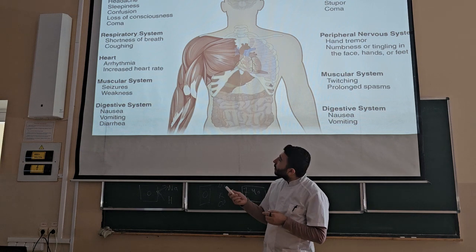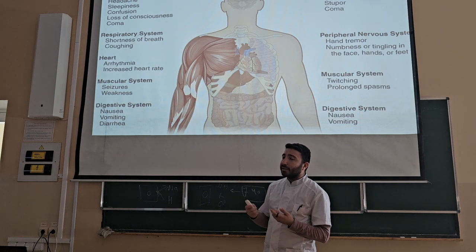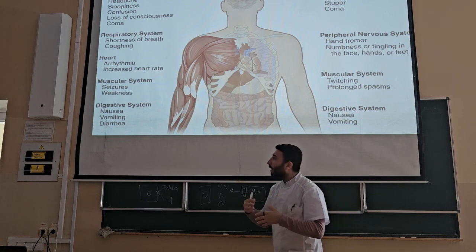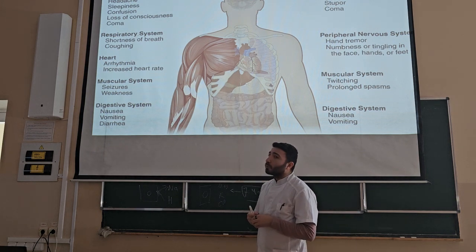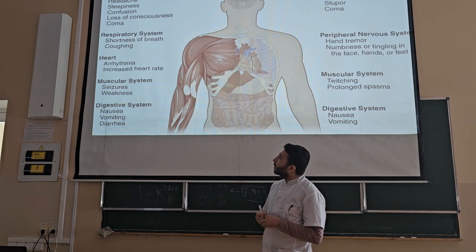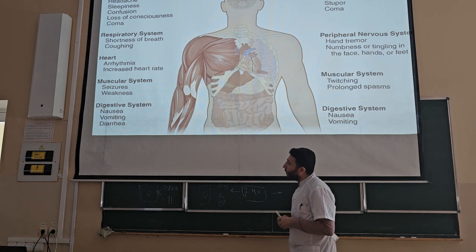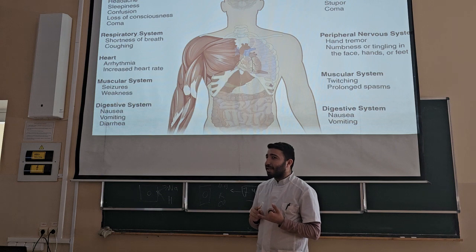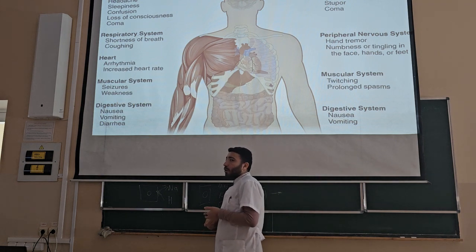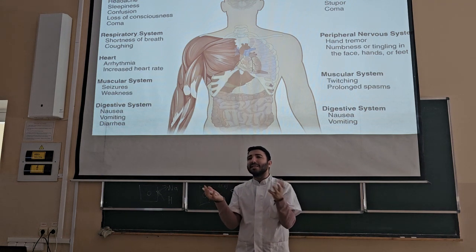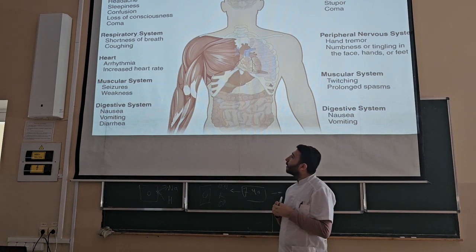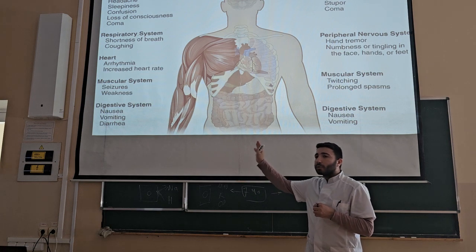In the heart, there will be arrhythmia. That's one sign, as well as an increase in the heart rate because of high breathing. In the musculoskeletal system there will be seizures and fatigue, weakness in the muscles. In the digestive system, there could be diarrhea, vomiting, and nausea. Nausea is like something where you cannot eat, you feel an imbalance in your body. That's according to the acidosis.